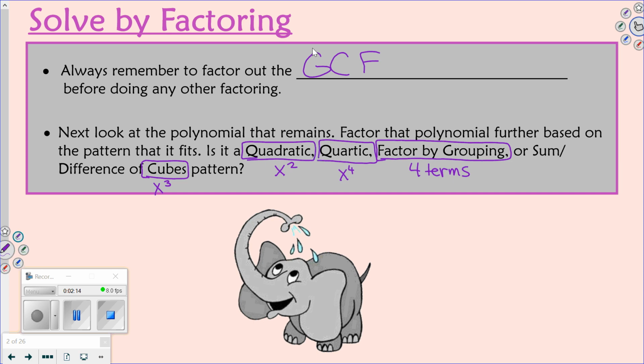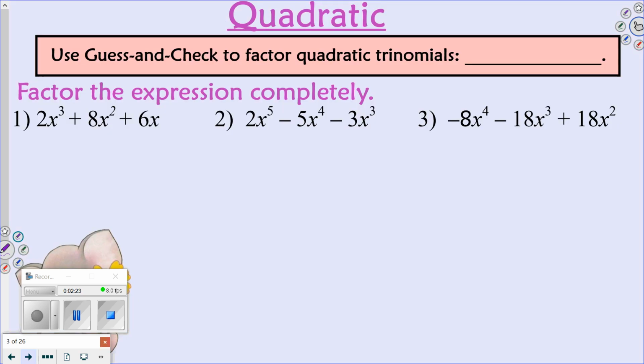Just because it starts out with an x to the fourth, does that mean it's going to have one when I take the GCF out? No, sometimes it doesn't. And then you don't follow that pattern if it's not still quartic. All right, so let's kind of start first with quadratics. You'll use guess and check to factor quadratic trinomials. So they are in the form ax squared plus bx plus c. So this is the form we start with for quadratics. We've done this all the way through. This is nothing new. But if I look at number 1, that's not quadratic, that's cubic.